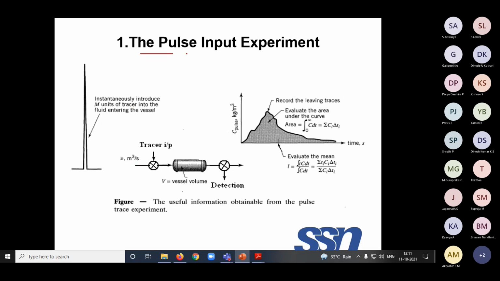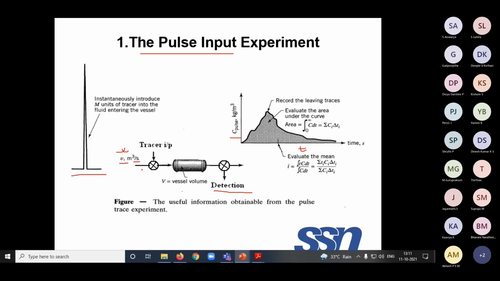Now, what is pulse input? This pulse input you are giving, this is the input pulse, and the output you get is a curve like this. This is the C pulse, and this is the time. So now you see, this is a plug flow reactor, which has a volume of V. Let the flow rate be v meter cube per second, volumetric flow rate, and the output also is the same flow rate. You are putting a detector here to detect the concentration of this particular thing.